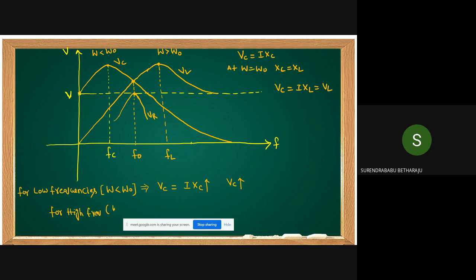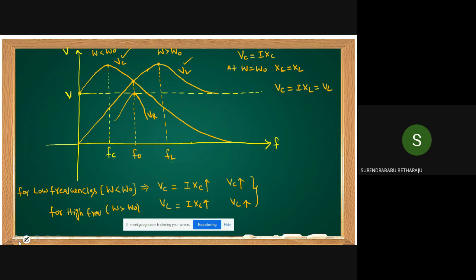For high frequencies, that is omega greater than omega naught, VL equals I into XL. For high frequencies, XL is greater, then VL is greater. That's the reason why at high frequencies we get the voltage across the inductor maximum. At low frequencies, voltage across the capacitor is maximum.